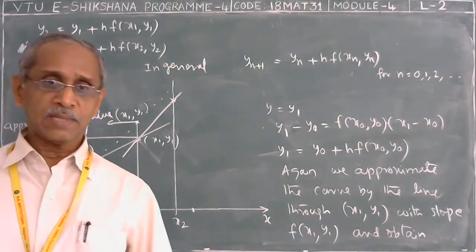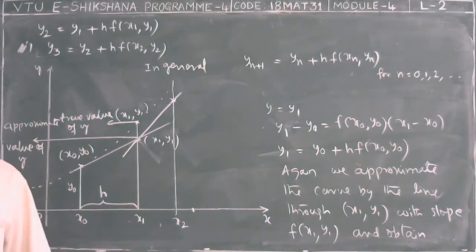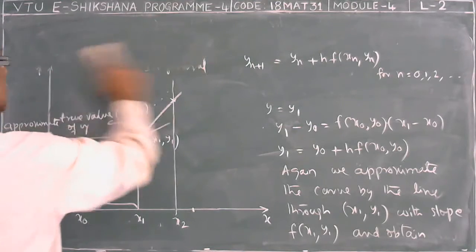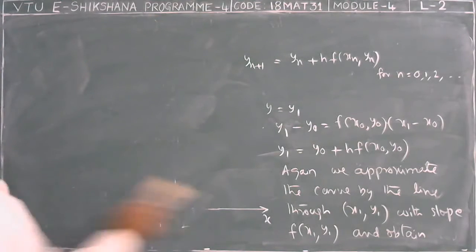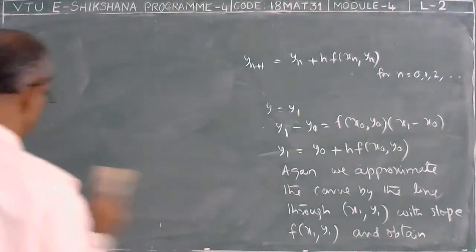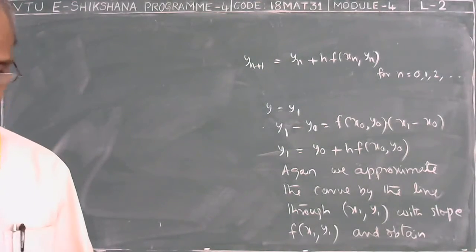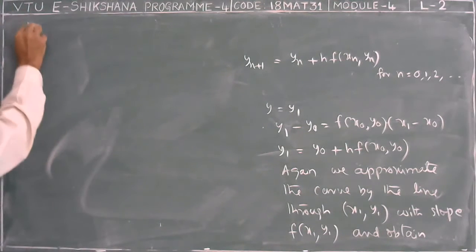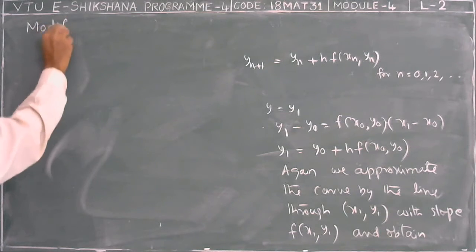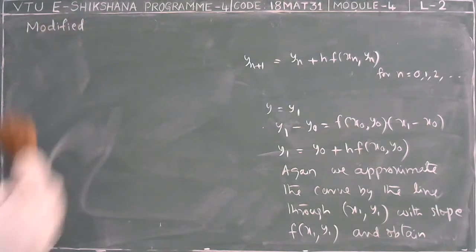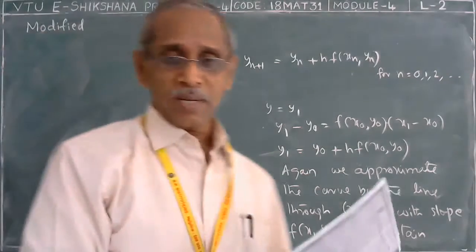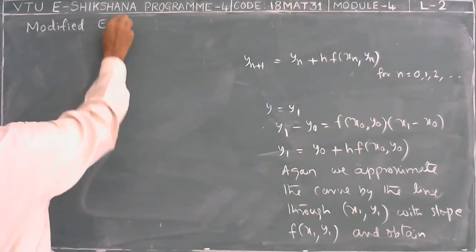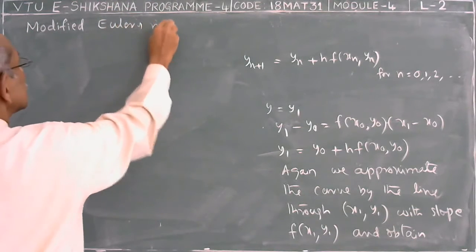So modified Euler's method is an improvement made over this. So let me consider now the modified Euler's method. In your syllabus, only this is prescribed. This is only the prerequisite to study modified Euler's method.